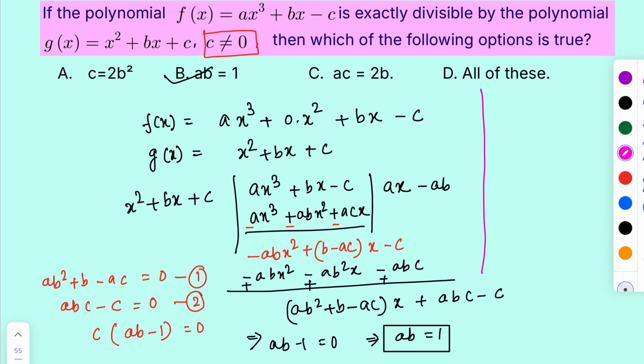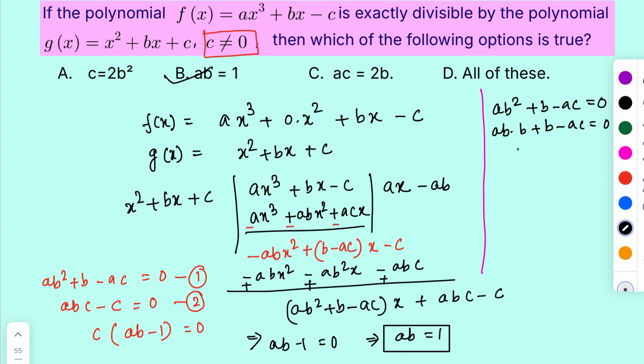Next, from here ab is equal to 1. Put the value of ab there: ab is equal to 1, that is b. You see here, if you put this in ab square plus b minus ac equal to 0, we can write this as ab into b plus b minus ac equal to 0.